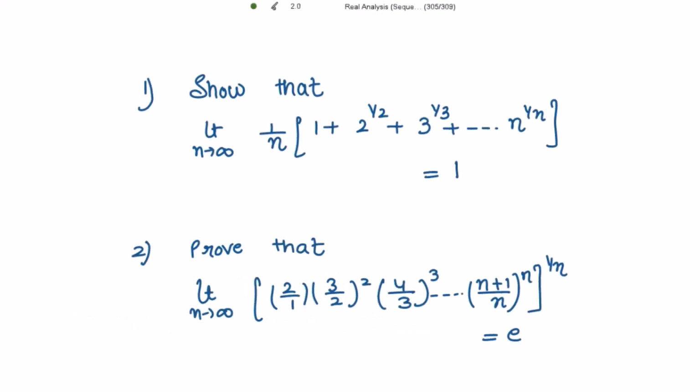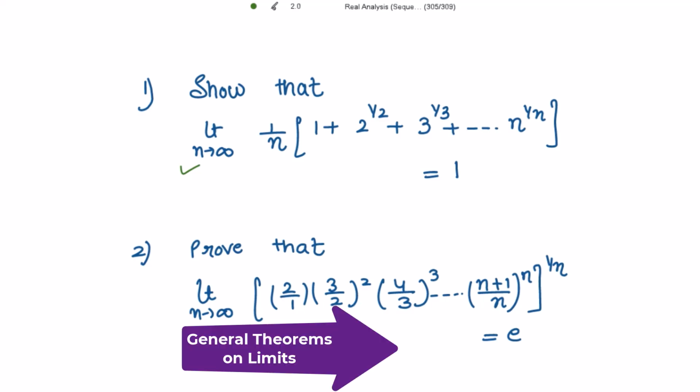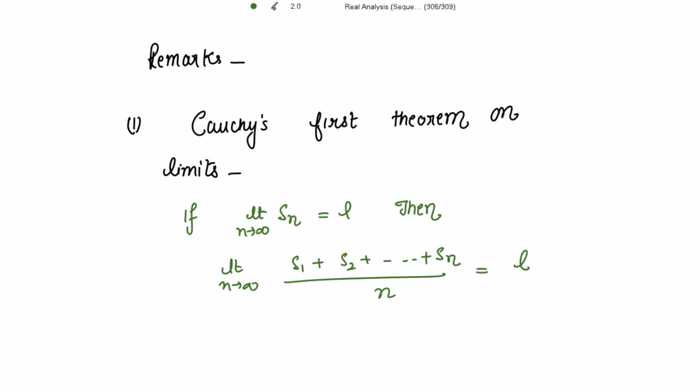Good morning. We need to show that this first limit is equal to 1 and the second limit is equal to e. So for this we are going to use the general theorems on limits. Let's read the remark first.